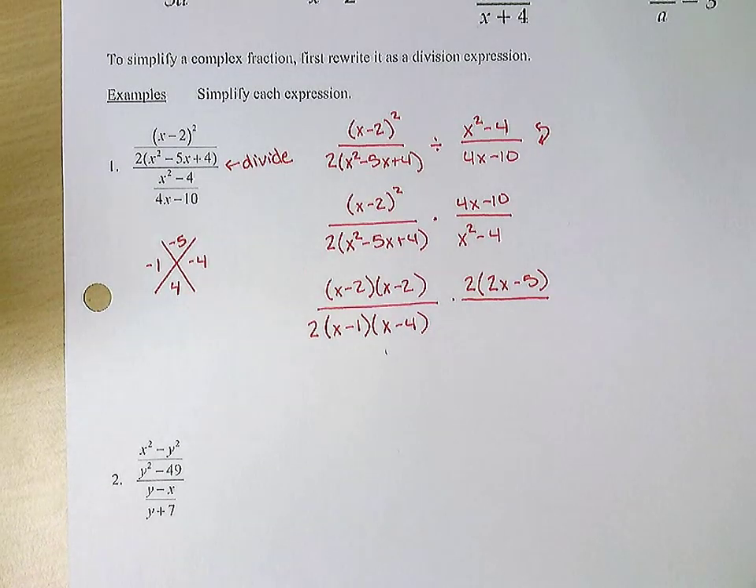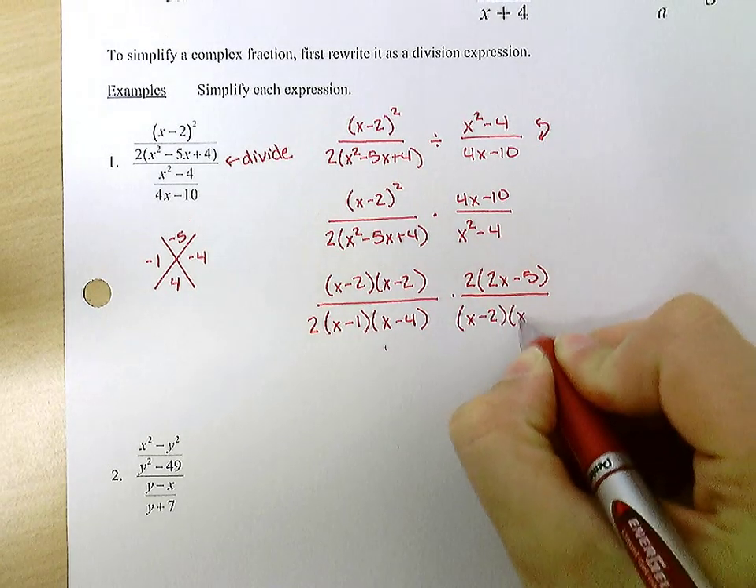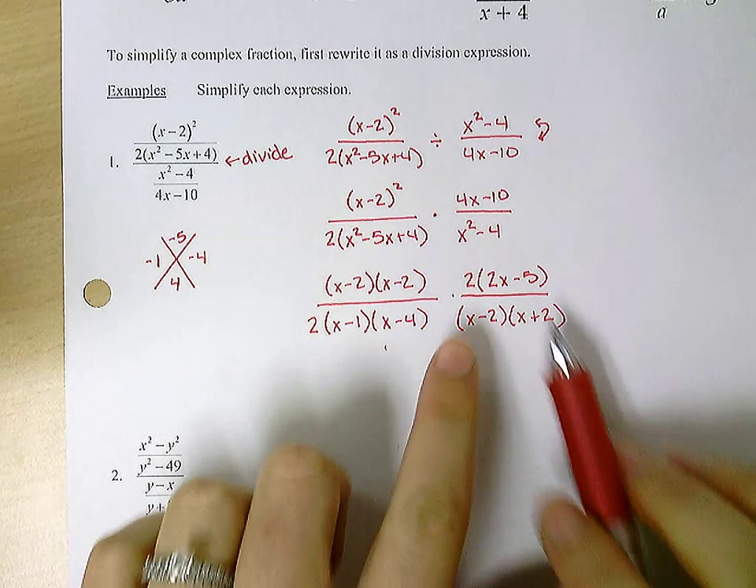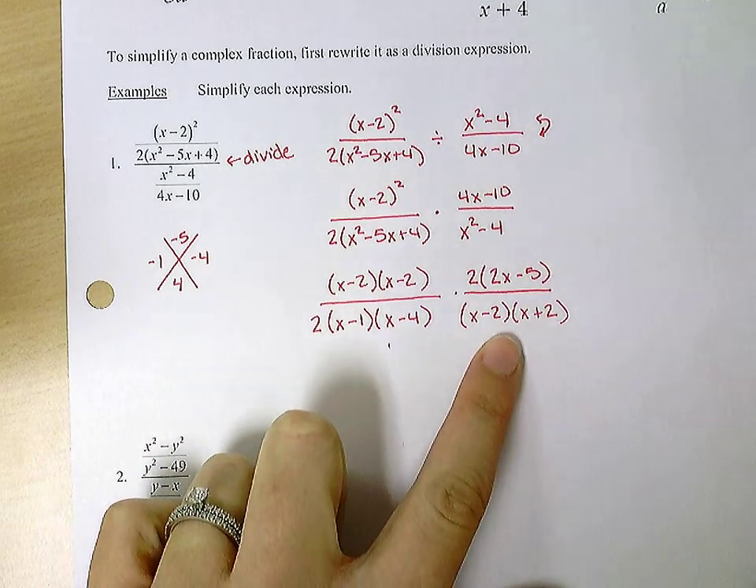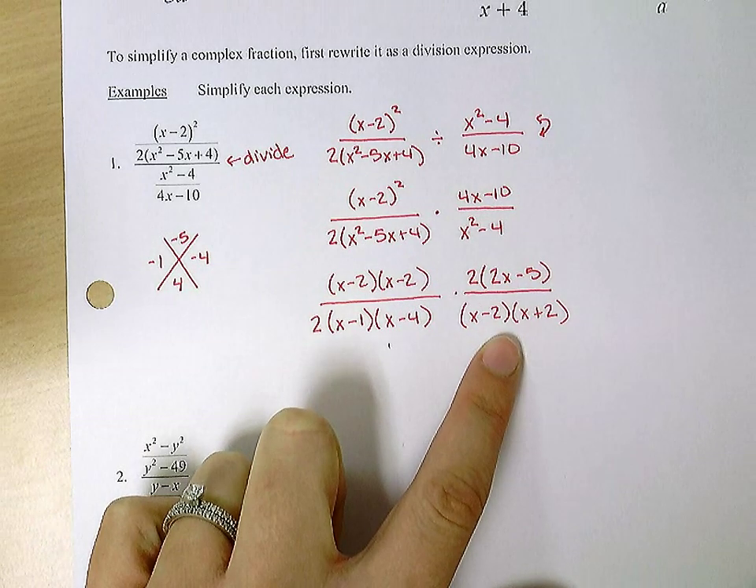Then in the denominator, I have an x squared minus 4. How do I factor that one? It's a difference of squares. How do you factor a difference of squares? You split it into x minus 2 and x plus 2. When you have a difference of squares, because these are perfect squares, you split it into that plus and minus quantity.